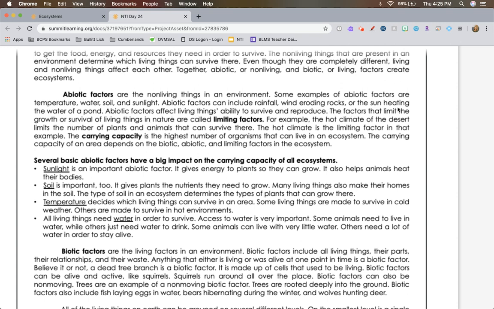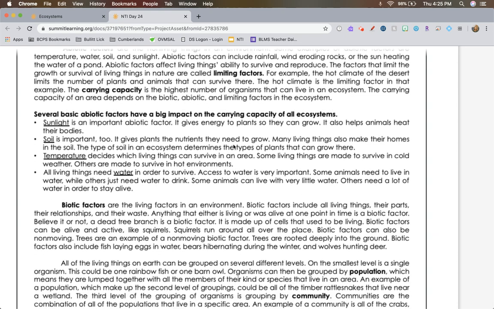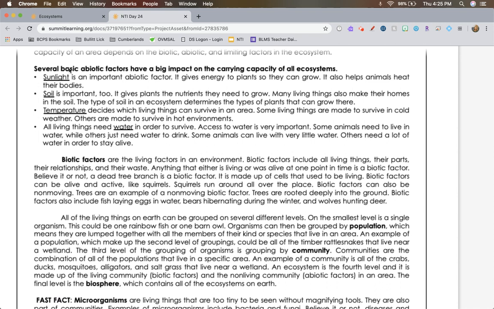The factors that limit the growth or survival of living things in nature are called limiting factors. For example, the hot climate of the desert limits the number of plants and animals that can survive there. The hot climate is the limiting factor in that example. The carrying capacity is the highest number of organisms that can live in an ecosystem. The carrying capacity of an area depends on the biotic, abiotic, and limiting factors in the ecosystem. Several basic abiotic factors have a big impact on the carrying capacity of all ecosystems.